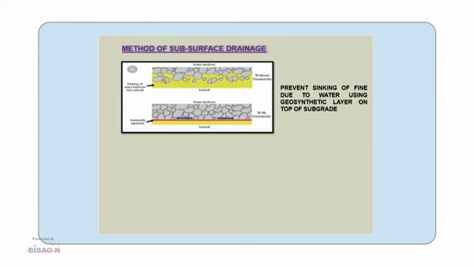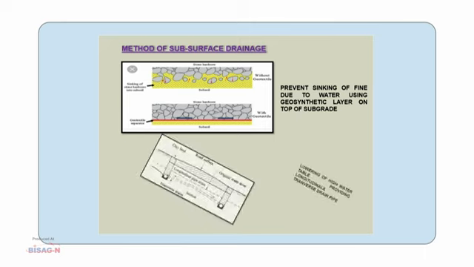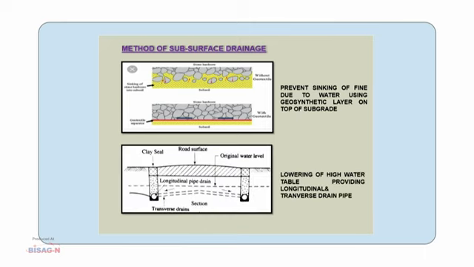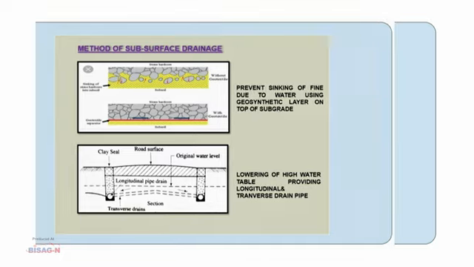Now come to how to do subsurface drainage. What is the methodology? In the first photo you can see that by providing the geosynthetic layer, we can retain the fines moving into the subsoil. So basically we are preventing the sinking of the fines due to water using this geosynthetic layer. Second one is lowering of a high water table by providing longitudinal and transverse drain pipes, since capillary water used to get into the pavement. By this method we can lower the water table and save the pavement.